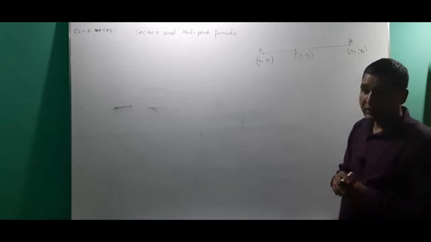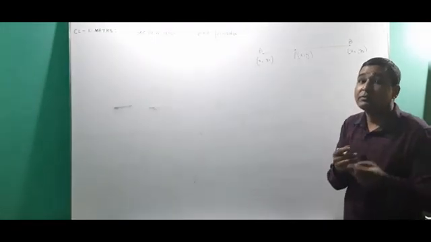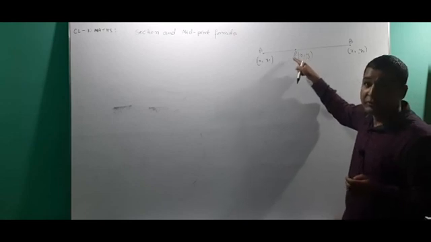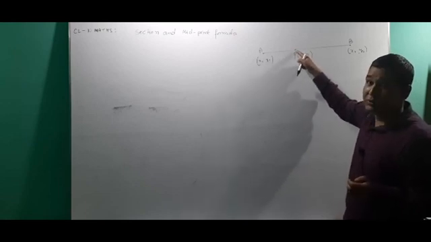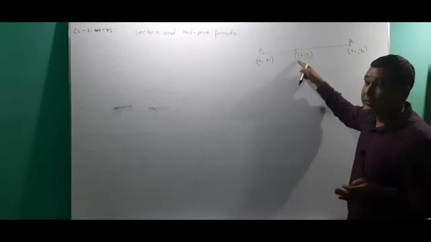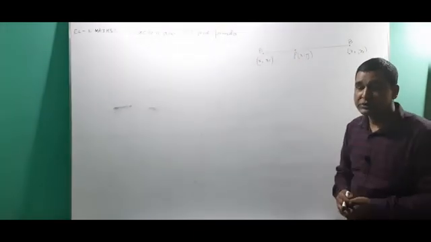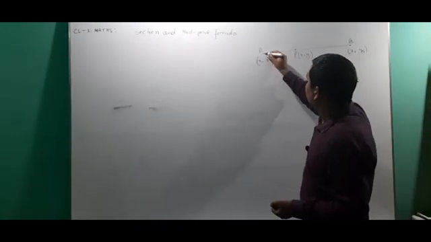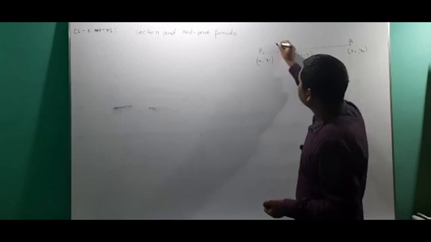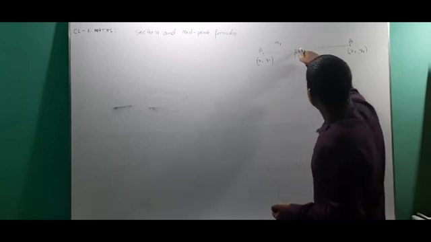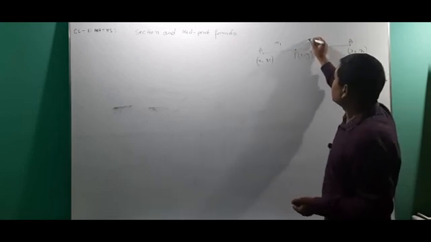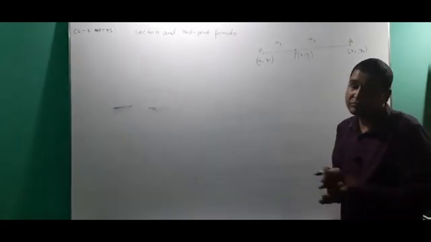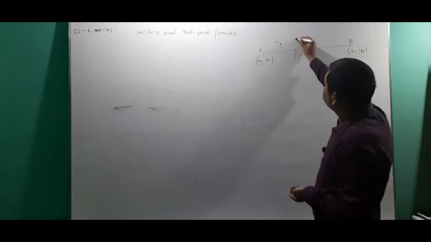Then what is the section formula? The section formula helps us get the coordinates of this point, called the dividing point. A and B are divided by P in the ratio m1 is to m2. From A to P the ratio is m1, and from P to B the ratio is m2. This line is divided in some ratio.